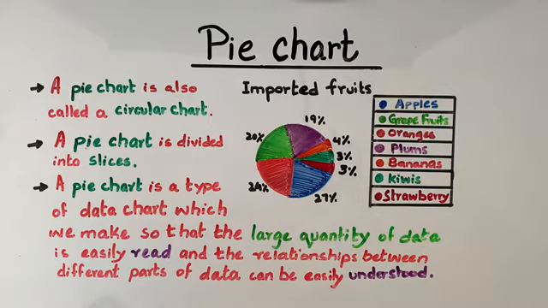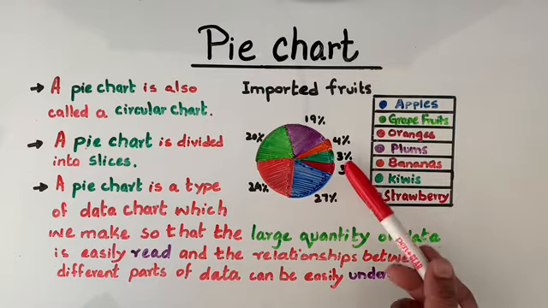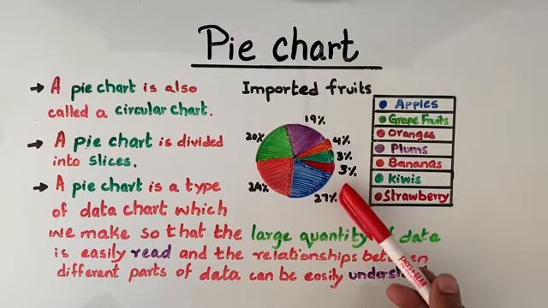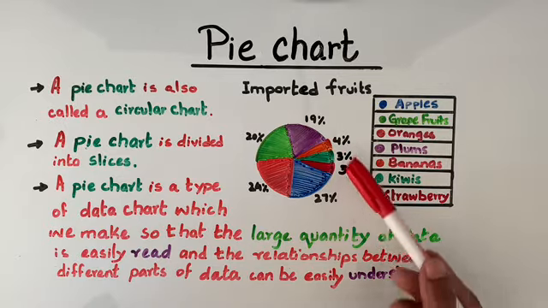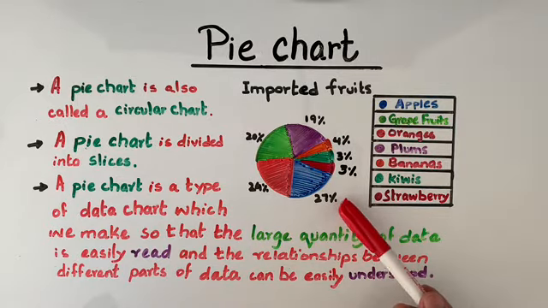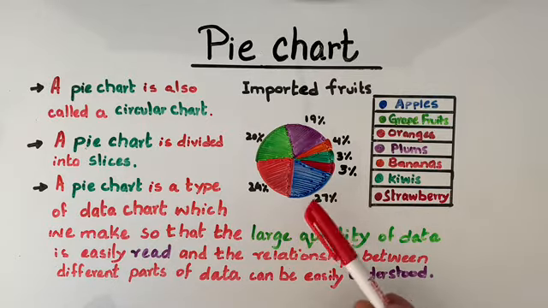The percentages of kiwis and strawberries are 3% each, which is the least of all fruits. And the fruit that is imported the most is apples, which is 27%.